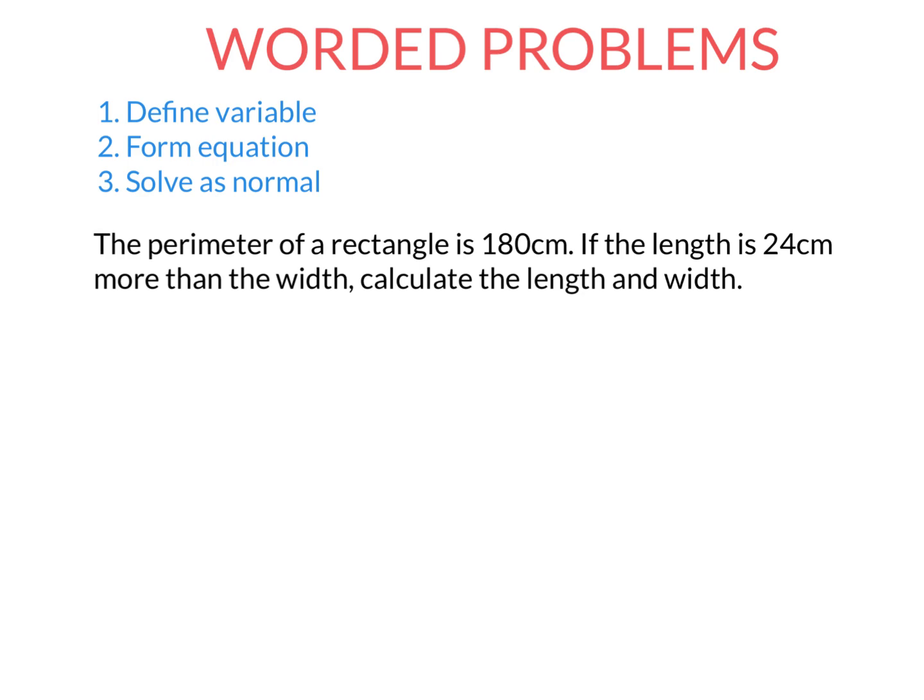So let's look at an example. The perimeter of a rectangle is 180, length 24 centimeters more than the width. Calculate the length and the width. So in this question, we are asked to find two quantities, length and width. So when we come to define a variable, we're just going to let x equal one of those things. So let's just let x equal the width. I think it's easier if you let x equal the smaller quantity.